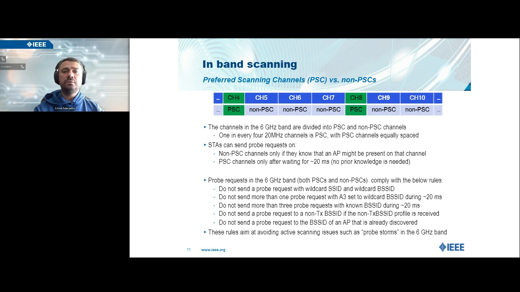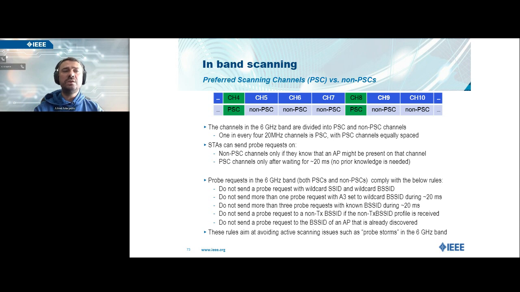So once you fail, let's say, to discover via out-of-band scanning, then you can go to in-band scanning, and you go first over the preferred scanning channels. You scan them. They are once every 4, so every 80 megahertz, you're going to find one preferred scanning channel. And as mentioned earlier, you can only actively scan over PSC channels and not over non-PSC channels.